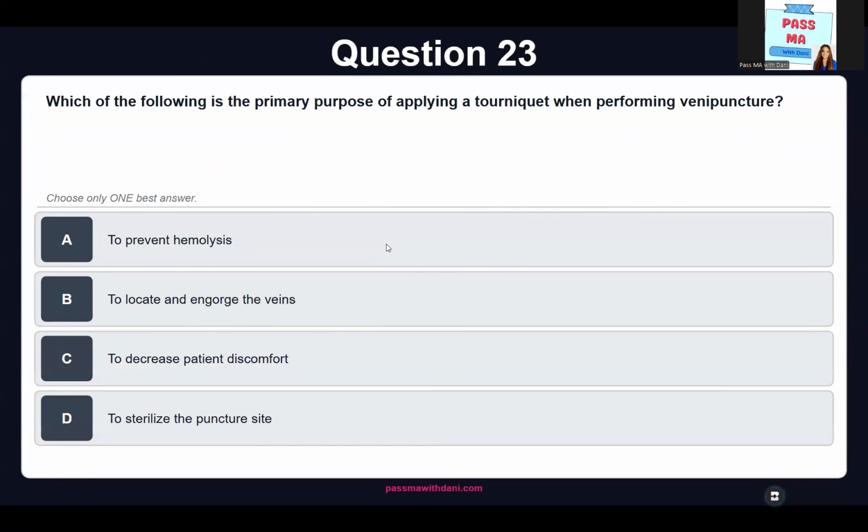All right, question number 23. Which of the following is the primary purpose of applying a tourniquet when performing venipuncture? Is it A, to prevent hemolysis, B, to locate and engorge the veins, C, to decrease patient discomfort, or D, to sterilize the puncture site?